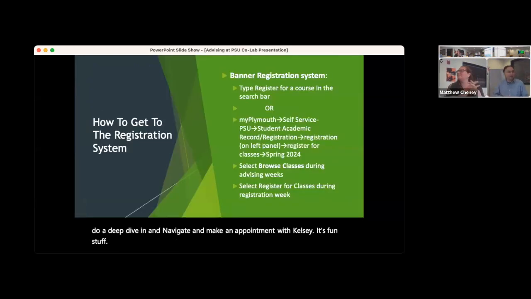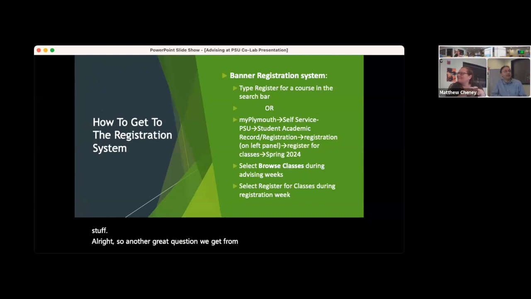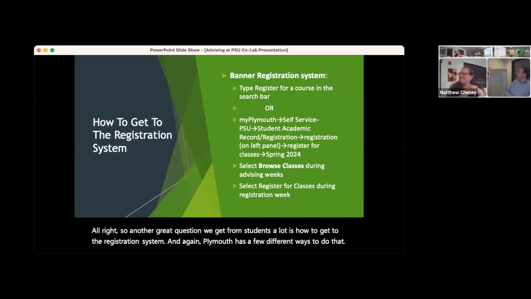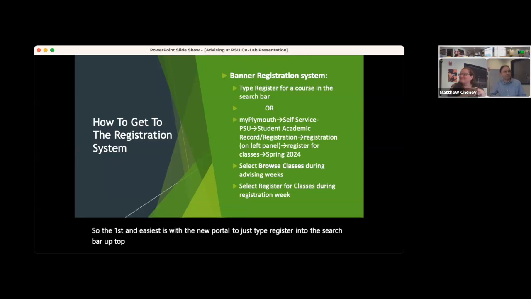All right, another great question we get from students a lot is how to get to the registration system. Plymouth has a few different ways to do that. The first and easiest is with the new portal: just type register into the search bar up top. That's really easy and will take you right to a bunch of stuff. You can do it from My Plymouth as well if you wish, but I think that's probably one of the hardest ways to do it.